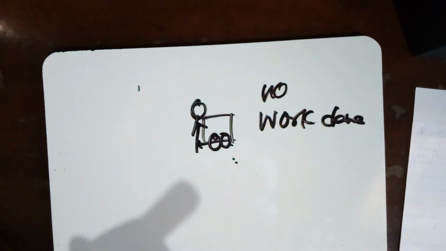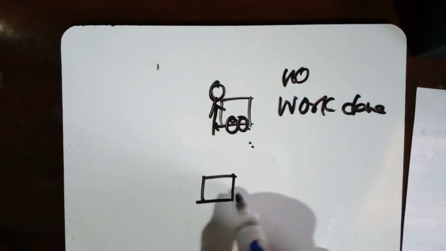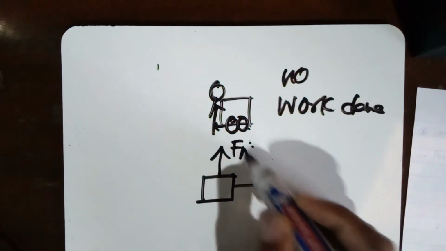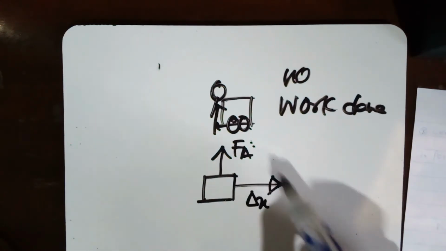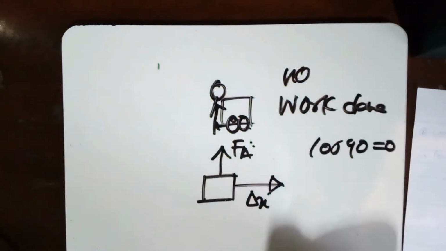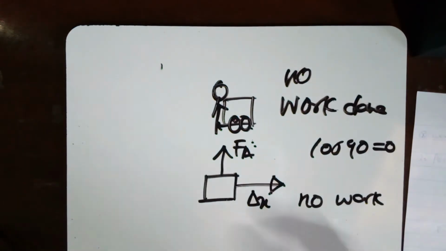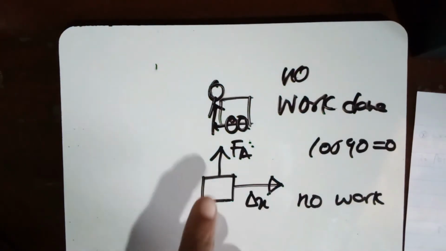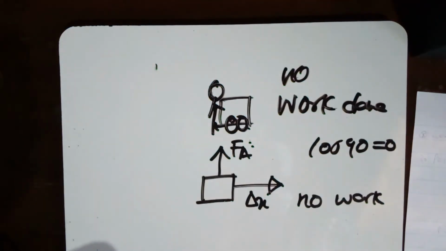Another scenario where there's no work done is if maybe you are moving in this direction, but your applied force is in the vertical direction. So you'll see that the angle between these two, maybe this is your change in x, is 90 degrees, and the cos of 90 will actually give us 0. So no work is done here. So the force that is acting has to at least be parallel to your displacement for work to be done. If it's perpendicular, no work is going to be done.